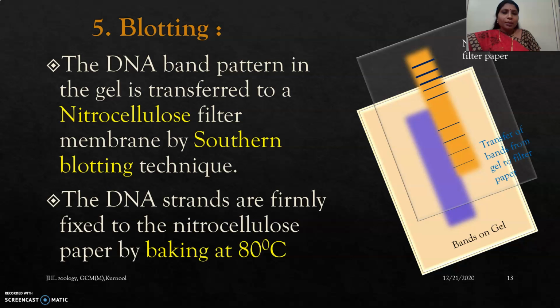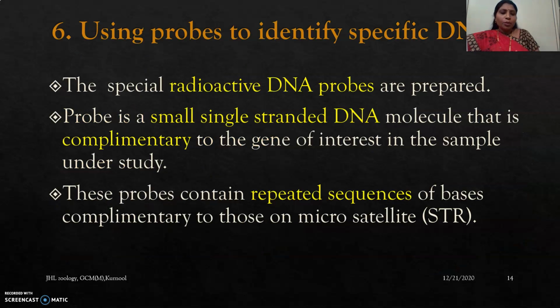This is done by baking at 80 degrees centigrade. By baking at 80 degrees centigrade, the DNA strands which were present on the agarose gel firmly get fixed onto the nitrocellulose paper. Now we have to prepare radio-labeled probes for the hybridization.